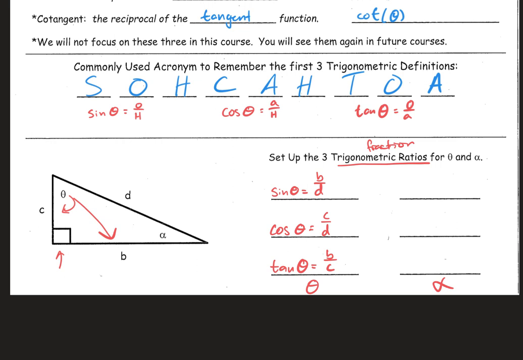Your turn. Do alpha. And here are the answers. Notice again that the fractions flipped. Okay? So you always want to make sure that you are picking the right angle and using the correct orientation from that angle. It will change your answer. The sine of theta is not the same as the sine of alpha.